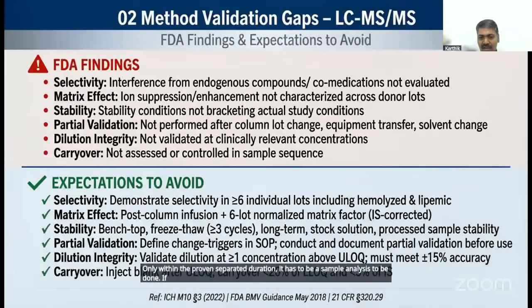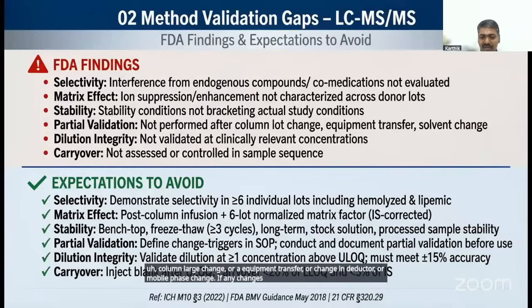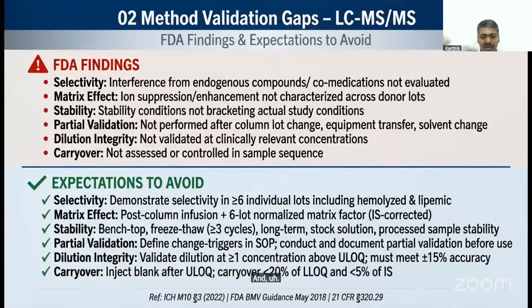If it exceeds, then again we have to prove for such conditions, and then we have to amend it in the validation data. And if partial validation is not performed for a column lot change, equipment transfer, change in detector or mobile phase change, if any changes are there, partial validation should be done. So the SOP should have a provision for the changes, what the changes are, what experiments are to be conducted.